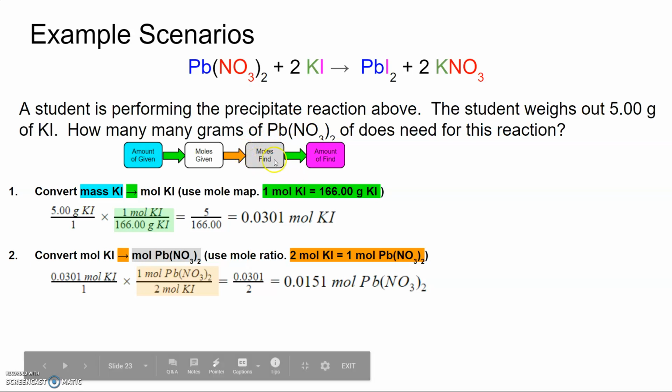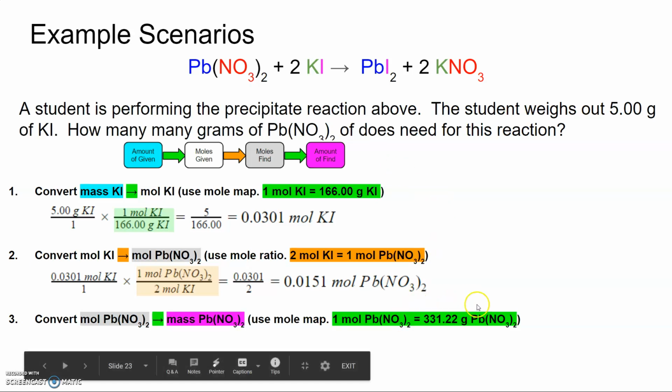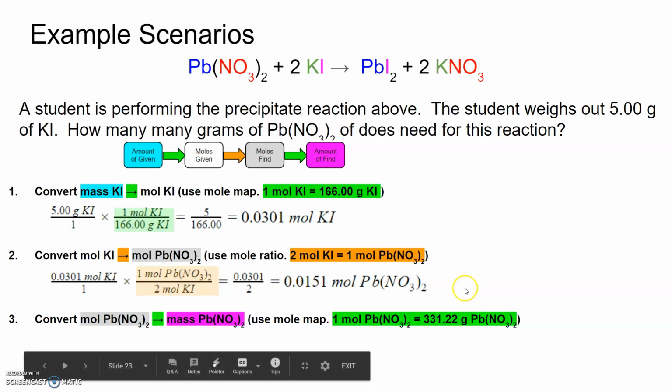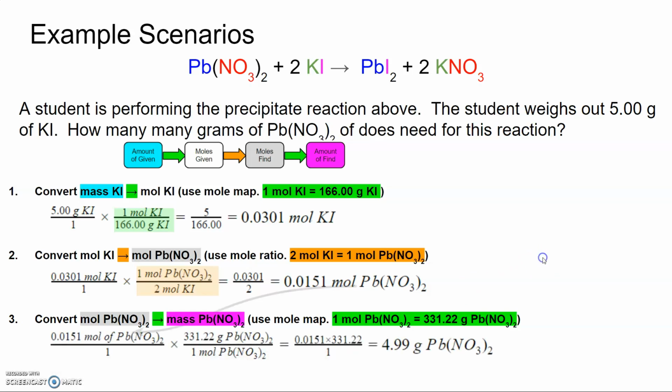So now they're here. They've got their moles of find, so now they need to find the amount of the find using the molar mass of the Pb(NO3)2. And so the molar mass, if you go to the periodic table, you'll calculate it to be 331.22 grams. And so their work for that is shown here. They would take the moles of Pb(NO3)2 that they got from the previous step, multiply by that conversion factor to get the mass of Pb(NO3)2. And so they get 4.99 grams of Pb(NO3)2.